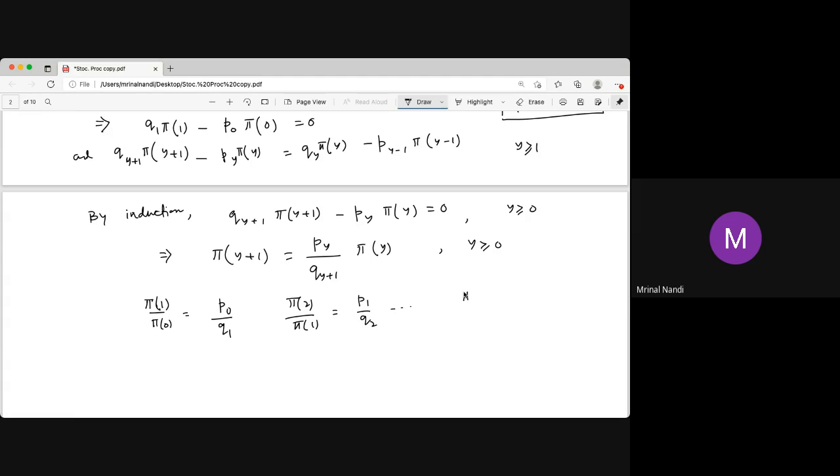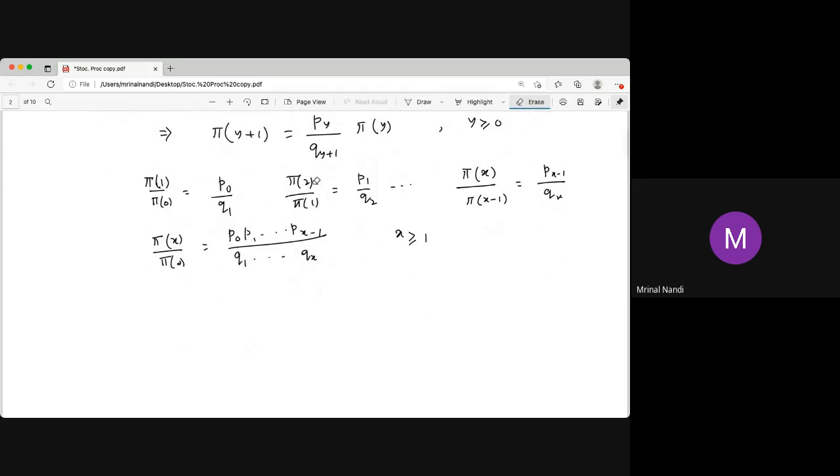Dot, dot, dot. And you will end with some π(x) by π(x−1), which is p(x−1) by q(x). You just multiply all these and you will get π(x) by π(0), which is p(0), p(1) up to p(x−1), over q(1) dot dot dot up to q(x). So this is for x greater than or equal to 1. I can't put x equal to 0, so for x equal to 0 it is just 1 basically.